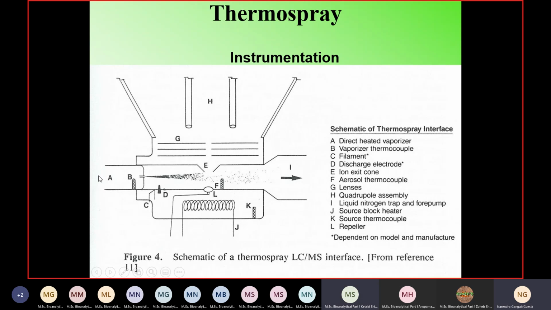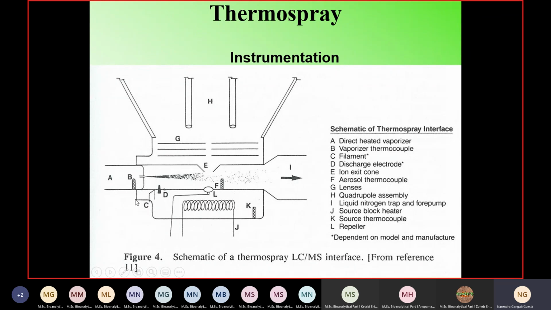This is the LC portion. The liquid is coming in, containing the solvent molecules and the solute molecules also. It enters here. There is a heated vaporizer, so it evaporates. Then there is a vaporizer thermocouple in order to control the temperature. Then there is a filament.